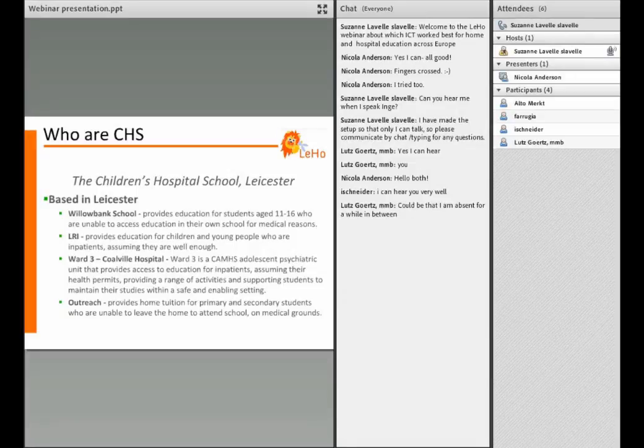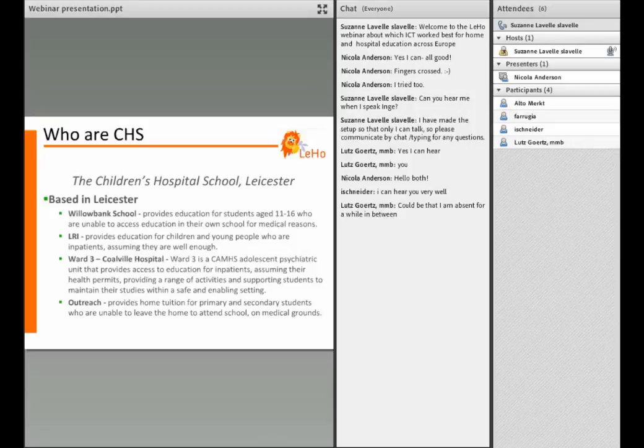Then we also have the Leicester Royal Infirmary, which is a general hospital, and we provide education for children and young people who are inpatients at the hospital, assuming that they are well enough to attend. Now, we did have some classrooms in the hospital, and we are hoping to do so once again, but at the moment the children are taught at the bedside on a one-to-one basis. The next unit is at Ward 3 at Colville Hospital. And this is a child and adolescent mental health unit, a psychiatric hospital that provides access to education for inpatients as long as they are again well enough to attend.